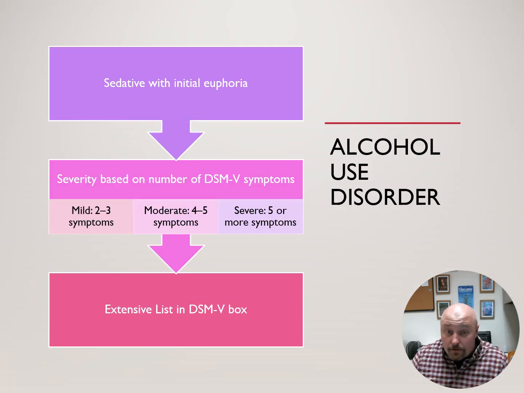In the case of alcohol, we're usually looking at sedatives, Ativan, Valium, things like that to control the seizures, lower that seizure threshold. It's going to be a sedative with an initial euphoria. It's going to be the severity based on the number of DSM-5 symptoms. Mild is going to be 2 to 3 symptoms, moderate is 4 to 5, and severe is 5 or more symptoms. And each facility is going to have a charting protocol where you're going to grade this patient's withdrawal symptoms. For us, it was a CIWA, though there are many different forms used across the country.